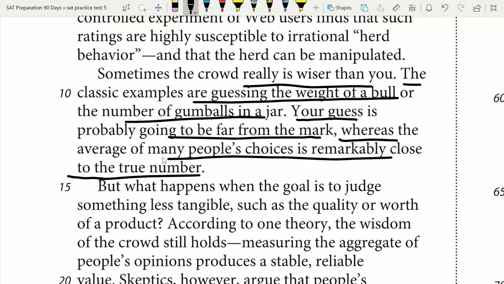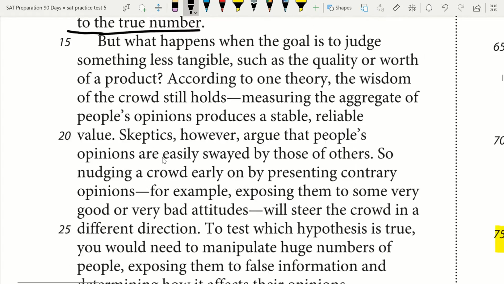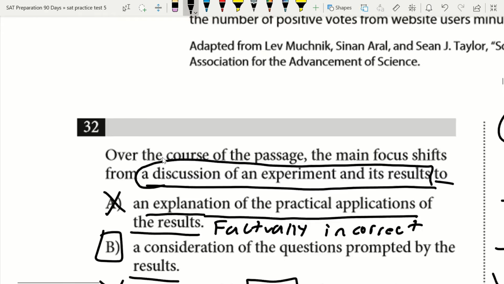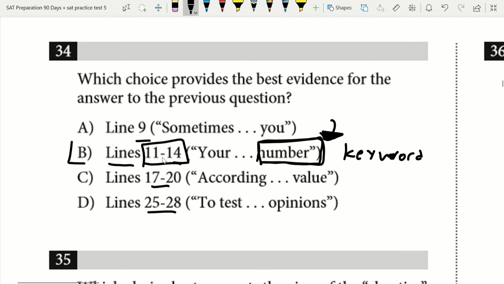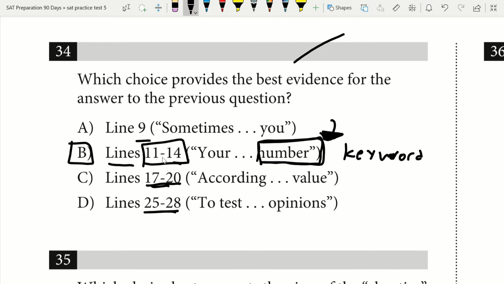So that's showing that crowds are good at producing solid quantitative answers there, and so we know that that'll be our answer. Okay, so that's going to be lines 11 to 14. All right, so that's the big tip here: if you're not quite sure where the lines are, say that you have a good idea of the evidence but you don't quite remember what lines it was in, try to look for a keyword from your previous answer choice. In that case, it was talking about quantitative numbers, thus we look for the word number.